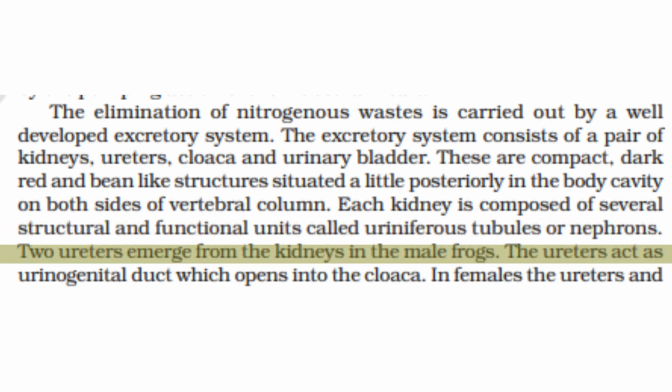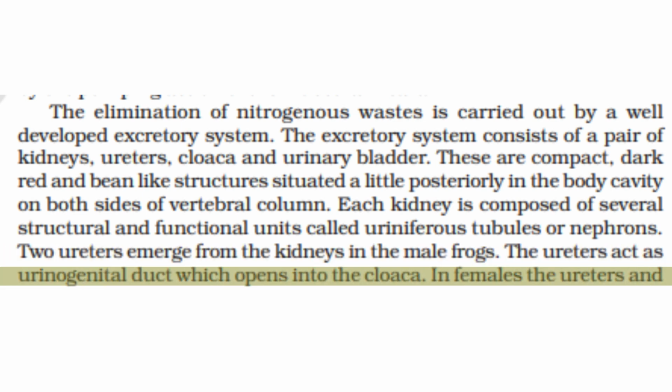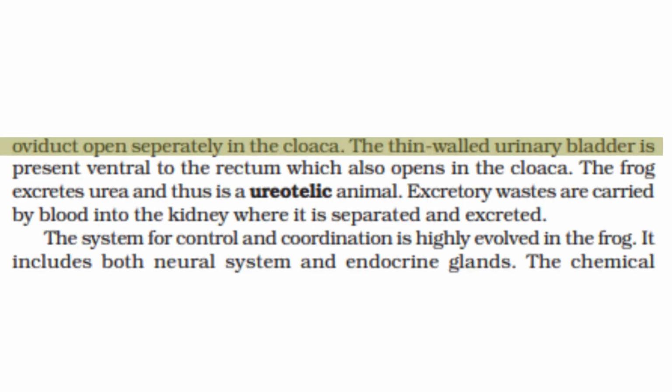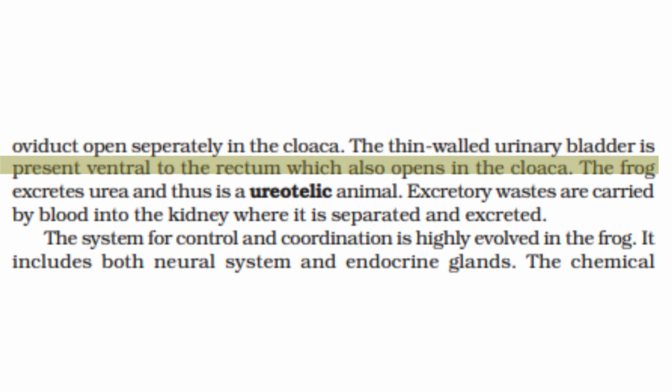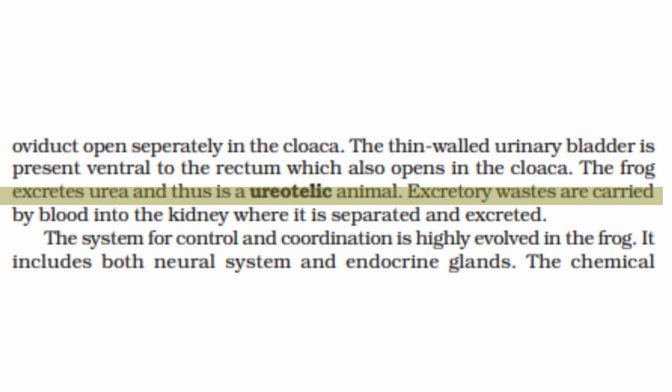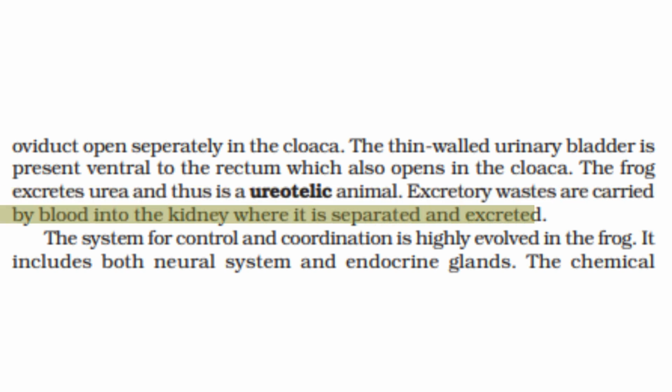Two ureters emerge from the kidneys in the male frogs. The ureters act as urinogenital duct which opens into the cloaca. In females, the ureters and oviduct open separately in the cloaca. The thin-walled urinary bladder is present ventral to the rectum which also opens in the cloaca. The frog excretes urea and thus is a ureotelic animal. Excretory wastes are carried by blood into the kidney where it is separated and excreted.